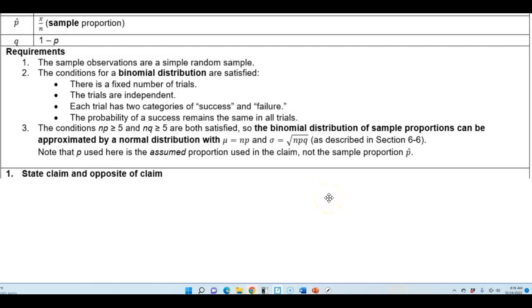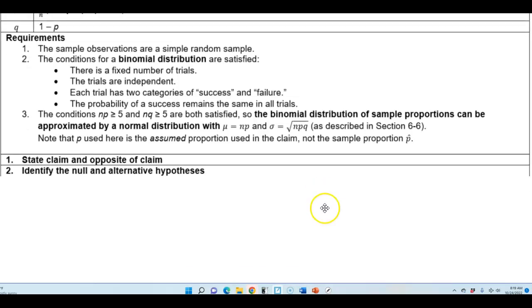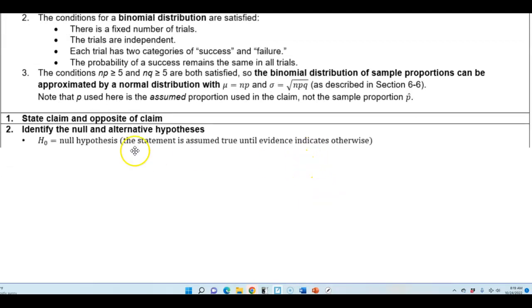So number 1, first thing you want to do is state the claim and the opposite of the claim. Number 2, identify the null and the alternative hypotheses. The null hypothesis is the statement assumed true until evidence indicates otherwise. The alternative hypothesis is the claim to be tested.